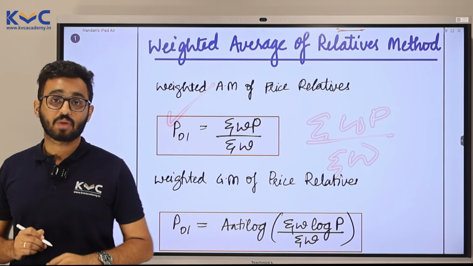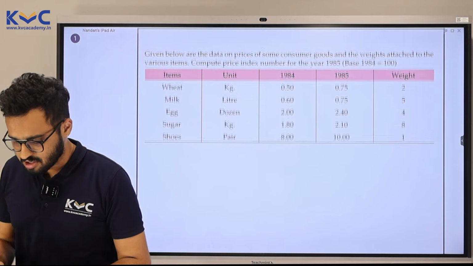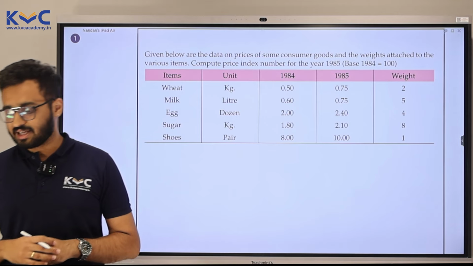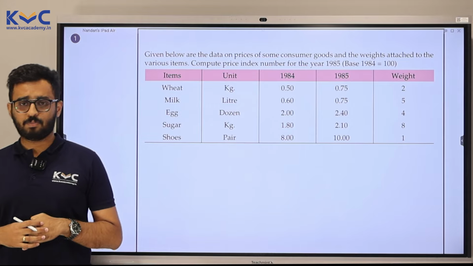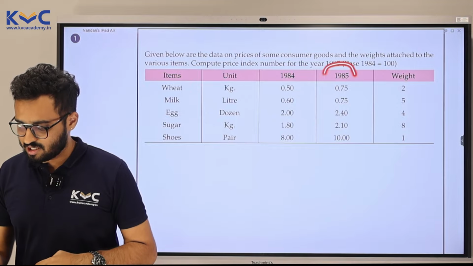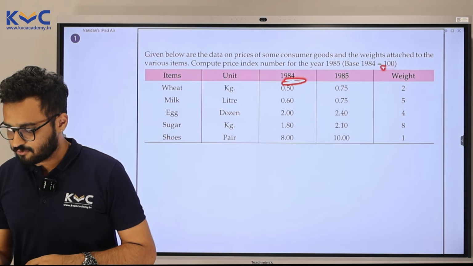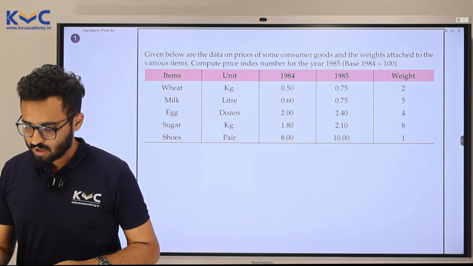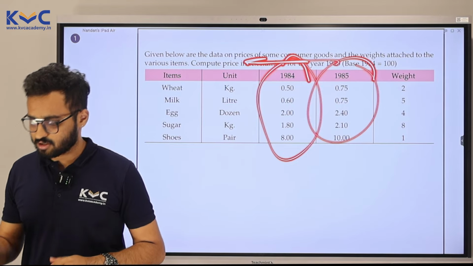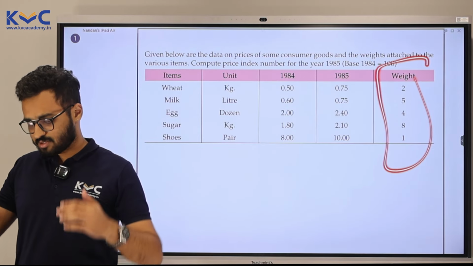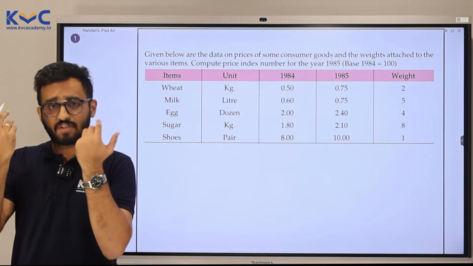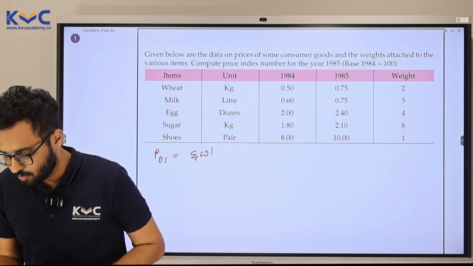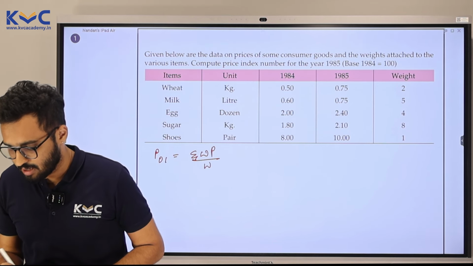Let's take a question on this to find the weighted average of relatives price index, summation WP divided by summation W. Given below are the data of prices of some consumer goods and the weights attached to various items. Compute the price index number for the year 1985, base year 1984 equal to 100. So we have items, their units, and prices, and we have weight. Is this weight in kg or what? Not given, doesn't matter. So I need P01, which is summation WP divided by summation W.